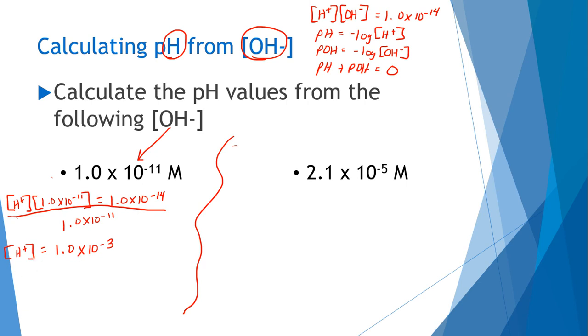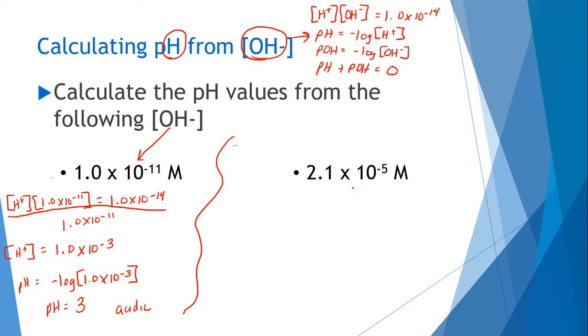So now I have my H plus concentration. I can actually go ahead and use my pH equation to solve for pH. So here I can take my pH equals my negative log of my 1.0 times 10 to the negative third. And when you plug that in, you will find that your pH equals 3. So here, based on my pH value, I can say that this is acidic.